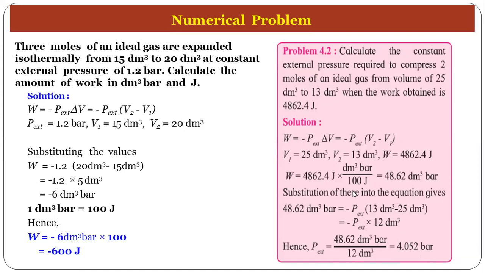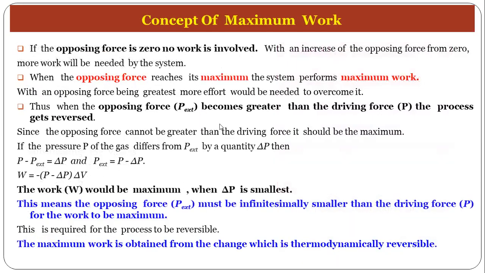So these are very simple numericals. Such types of numericals will be asked in the examination. Just remember this formula: W is equal to minus P external into delta V, and delta V is nothing but V2 minus V1. Again, some examples are given in your textbook also. Tomorrow we will start the concept of maximum work, when the maximum work will be done.